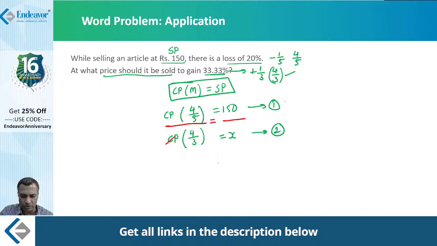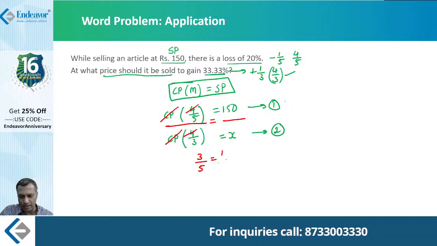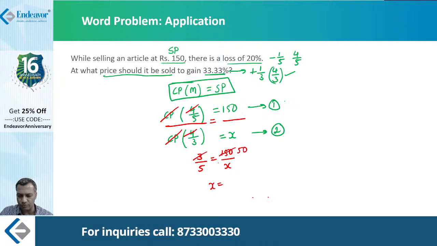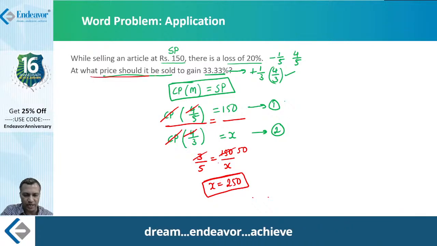What happens here? Cost prices cancel. Now in simplified form, 3 by 5 is equal to 150 divided by X. So 3 one time, and 50 times 5, X is equal to 50 into 5, which is nothing but 250. That is the new selling price. He asked what price I should sell at. So sell it at rupees 250. You sell it at this price, you will make the desired profit.